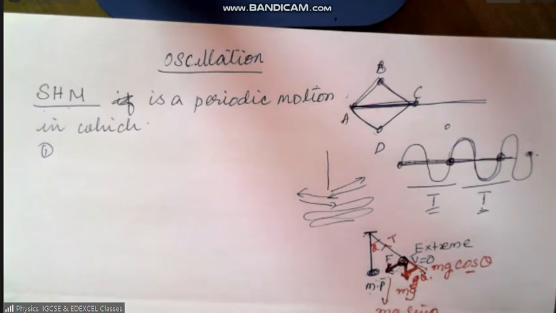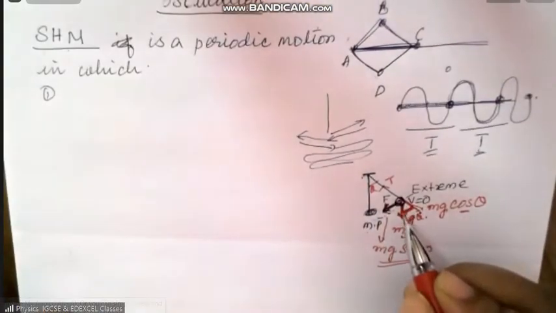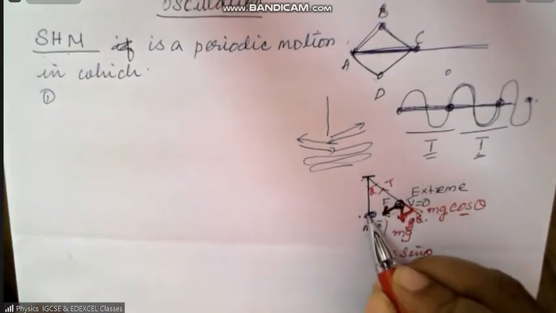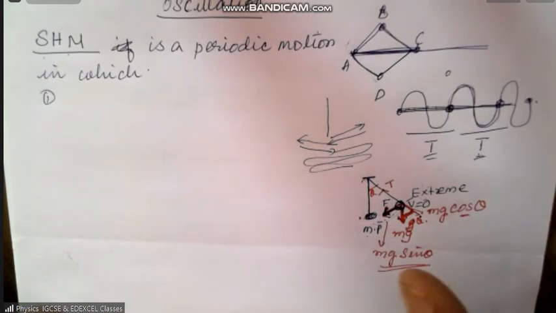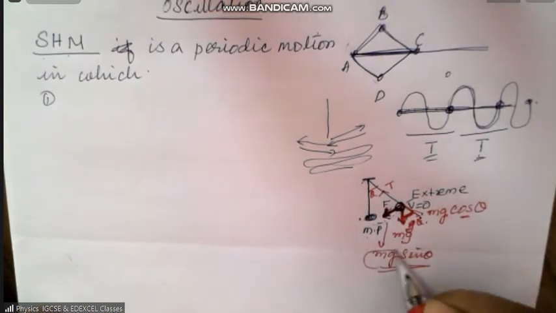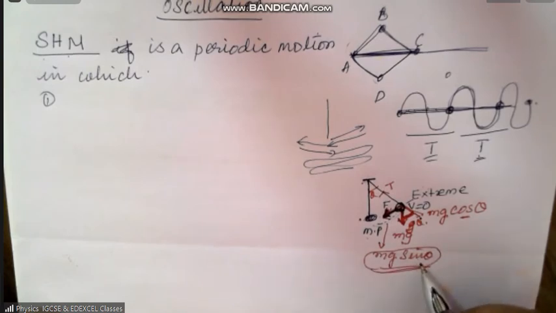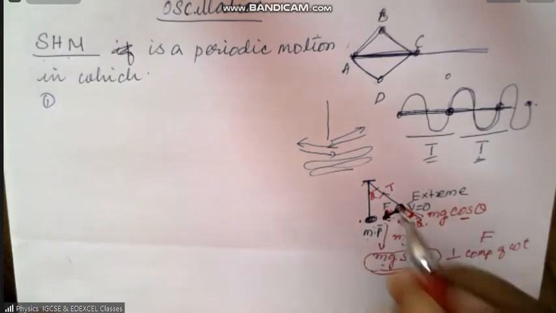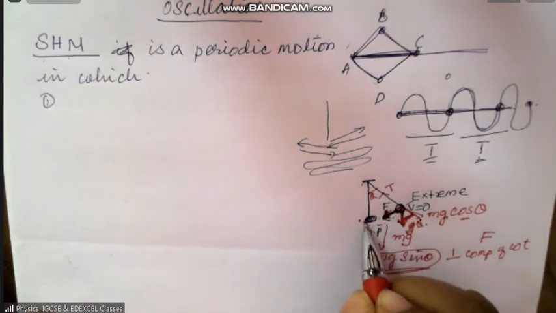Is this a force? Yes, it is a force. And it is this force which is pulling it towards the mean position. Fine. So which force is trying to pull it? Mg sine theta. That means the perpendicular component of the weight. Perpendicular component of weight is the force which is bringing it back to this position.